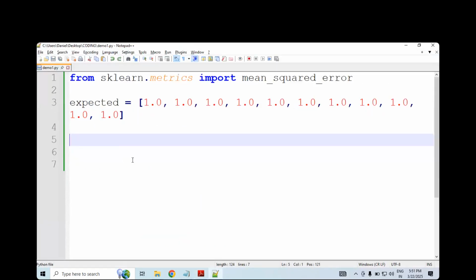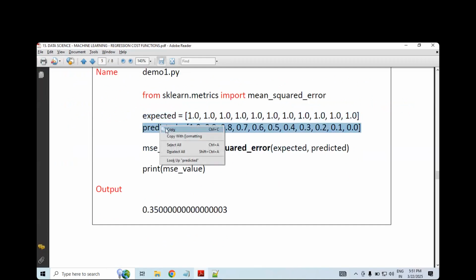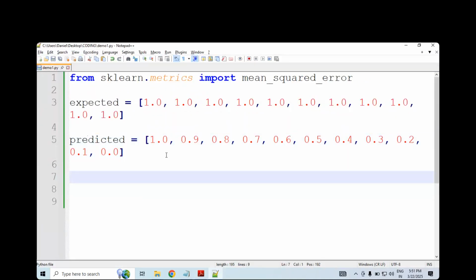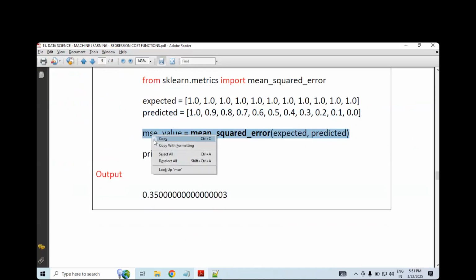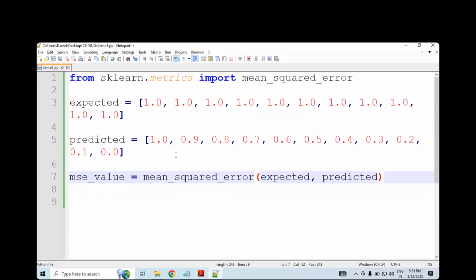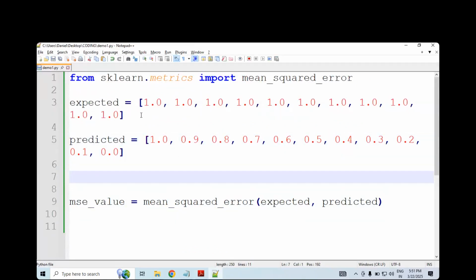Then the next value will be the predicted value. Then let us calculate the MSE value. Imagine there is some prediction. Here the expected value is 1, the predicted value is also 1. Right prediction. Expected value is 1, prediction value 0.9, so the error value is 0.1. Then 0.2, 0.3, 0.4. It will make a note of these.